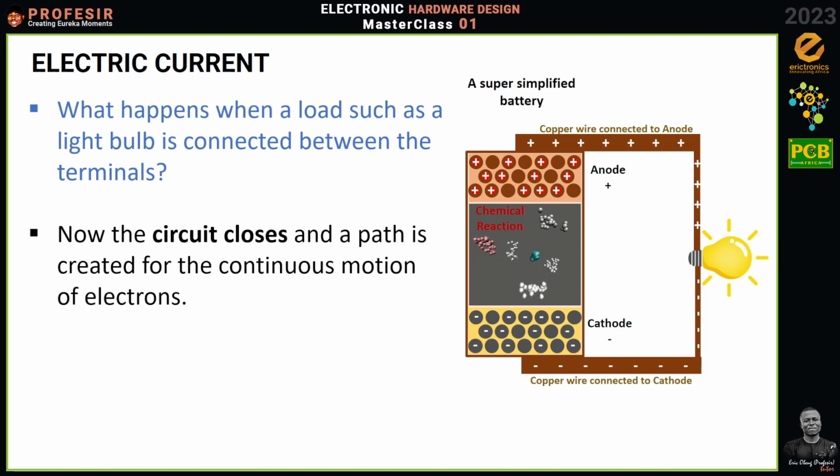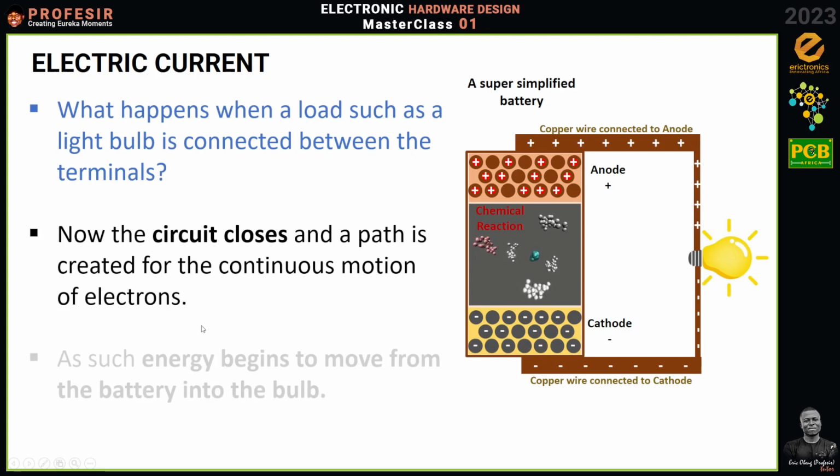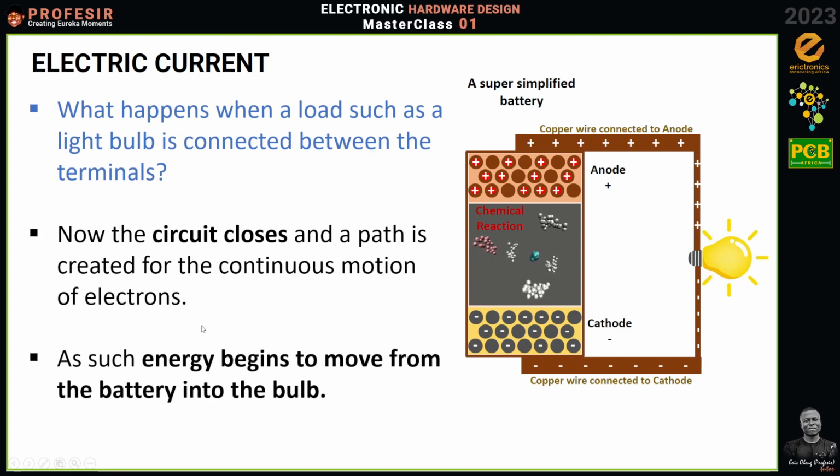Anytime a circuit is closed, energy now has the ability to flow. Is that okay? So the circuit closes and the path is created for continuous motion of electrons. Now, as such, energy begins to move from the battery into the bulb.